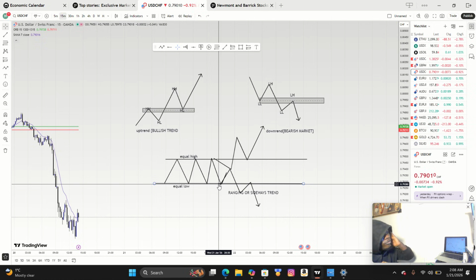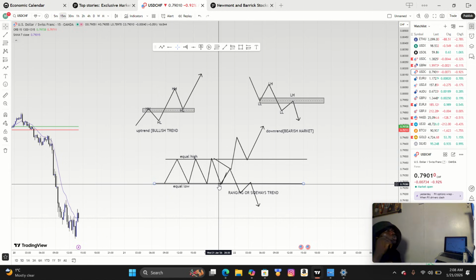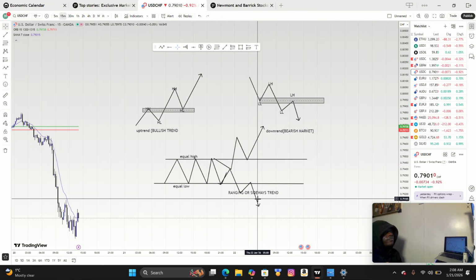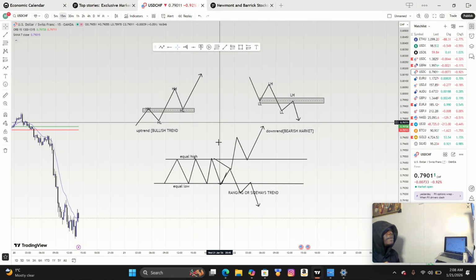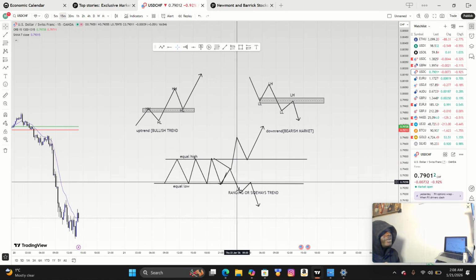So now let's dive into the last part of the course for today. Now I'll be talking about risk management, the usage of your risk to reward. Whenever you are taking a trade, always have in mind, with this trade, I'm willing to risk this amount of money to gain this amount of money.